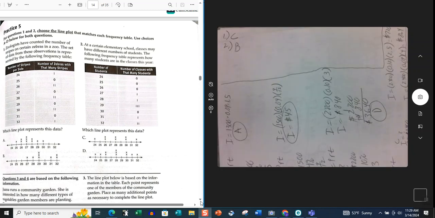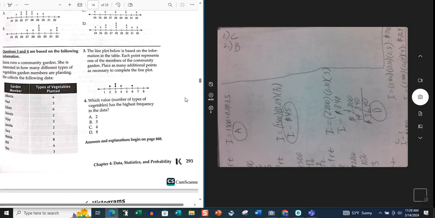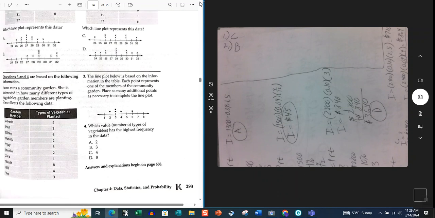Okay, now we scroll down to questions 3 and 4. This is a very short lesson, so these are the last two questions for this lesson. It says questions 3 and 4 are based on the following information. Juana runs a community garden. She is interested in how many different types of vegetables garden members are planting. She collects the following data, and they have the different names and types of vegetables planted.